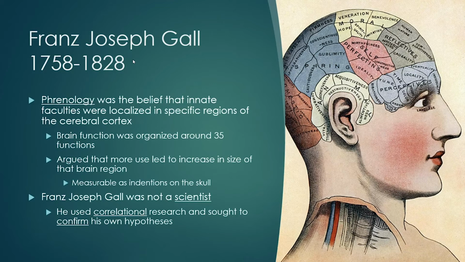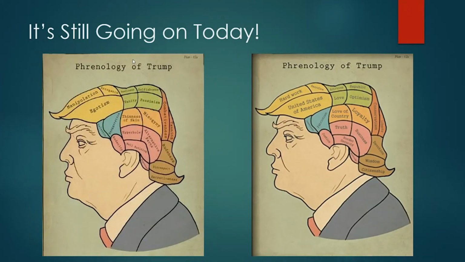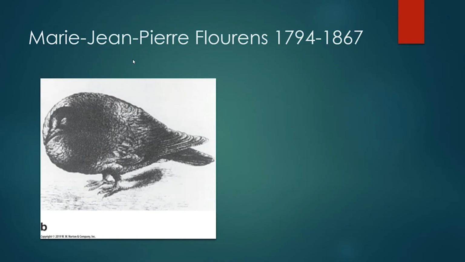But this idea really took off. It was very intuitive, and it was all over the place. People were going in to have their heads measured to see if they were getting married to the right people. They were trying to justify why certain people were leaders and certain ones weren't. I mean, this is ridiculous. Like, chins show how firm you are. It's even going on still today, right? And these two phrenologists came to very different conclusions.